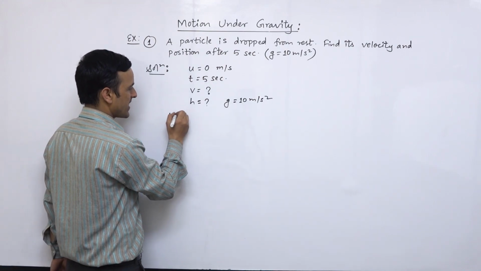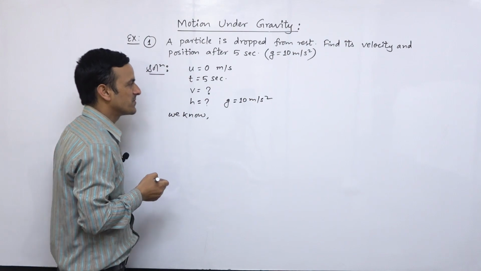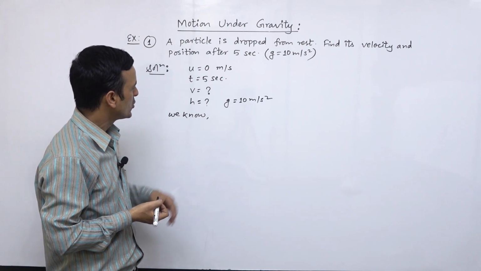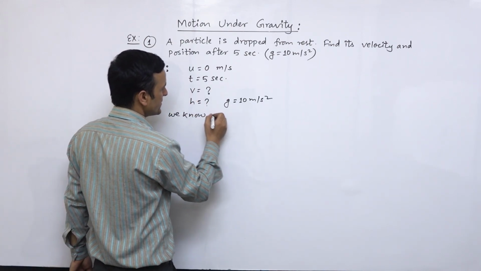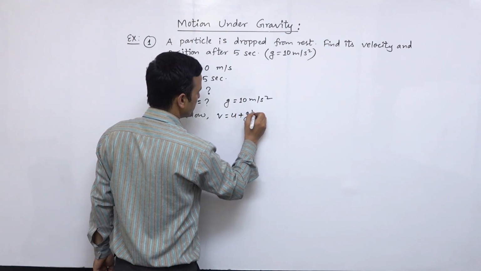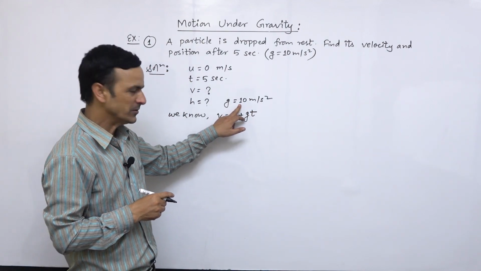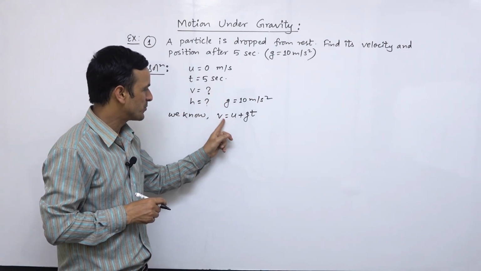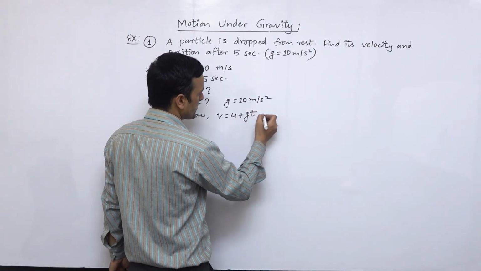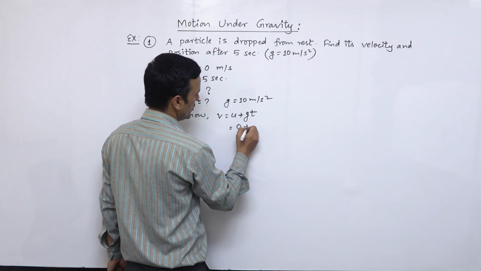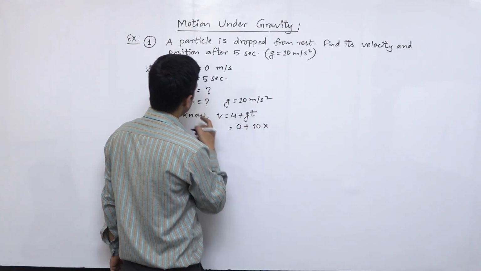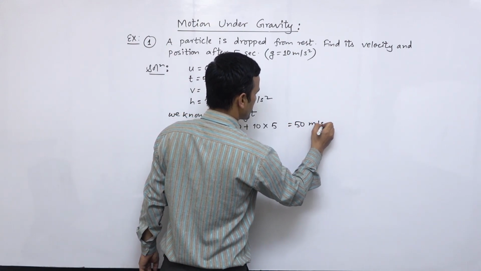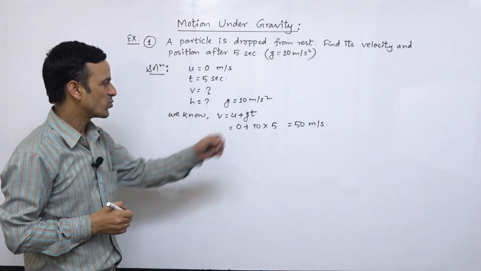So in this way we can find out. On the basis of this information we can use the equations of motion under gravity. So the related formula is v = u + gt. We have g also, t also, and we are going to find the value of v. So final velocity is equal to this one. Substituting, u is 0, the value of g is 10, the value of t is 5. So in this way it will be 50 meter per second. So one of the answers is this one.